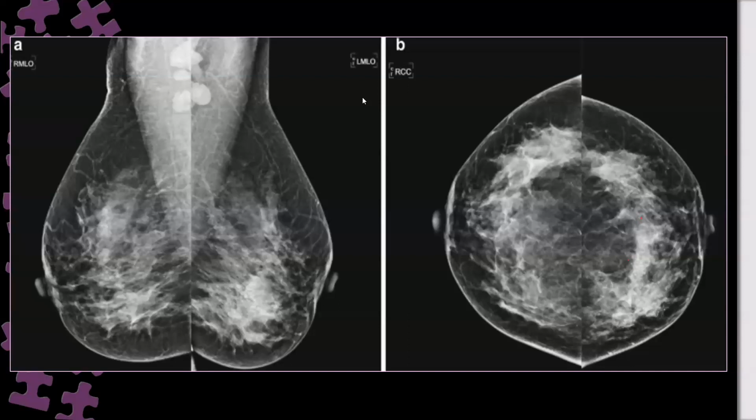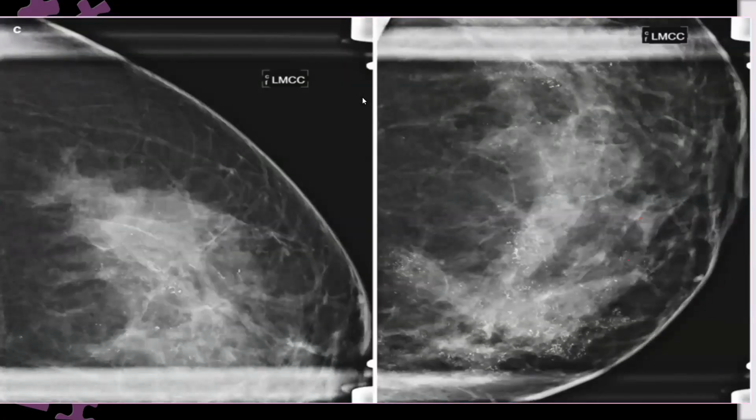Magnification. Focal spot magnification. So compression magnification or spot magnification is here. So demonstrate what and where. Quickly. Still we have a lot. Branching microcalcification, segmental distribution.